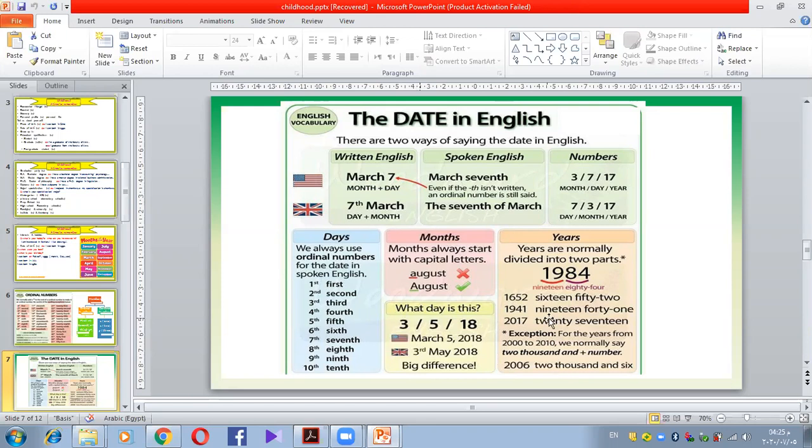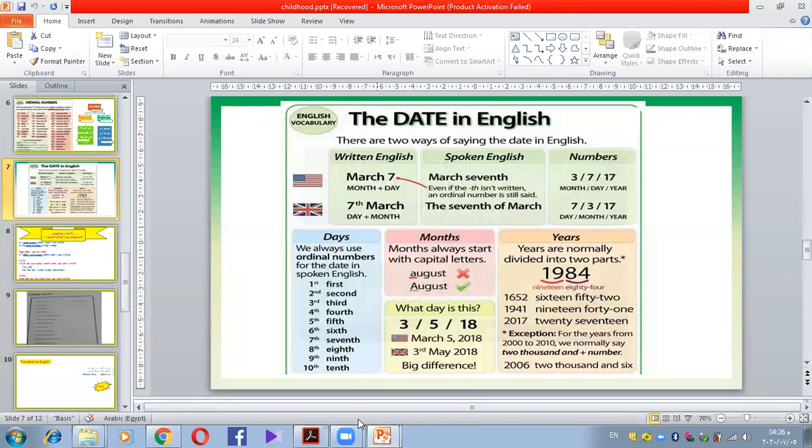Okay? I said this before but I'm gonna repeat it so as not to forget. In years دايما we split it into two numbers، يعني 1984 1652 1941 2017 and so on. طبعا من 2000 ل 2010 we can say 2000 and the other number that you want to mention. So this is the difference between the dates in American English and British English.